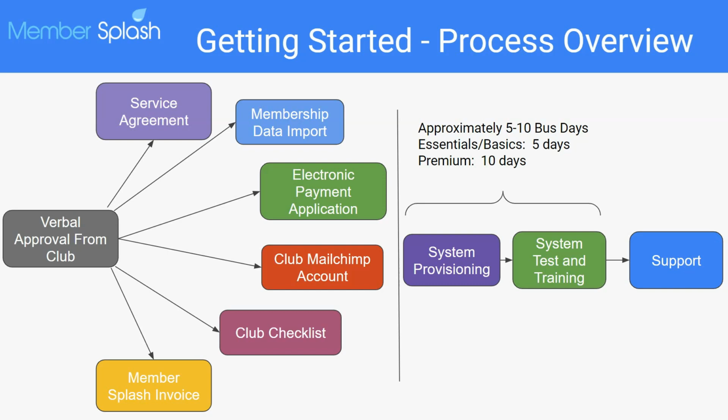Obviously, after you get rolling on any number of these things, you're going to be engaged with the MemberSplash onboarding team. Effectively, sales has now handed this off to our internal experts who will put together your MemberSplash system. They'll review your documents and they'll schedule and conduct an onboarding overview. They'll configure the MemberSplash system settings as well as products and fees. They'll manage that data import once you've provided your membership data. They'll configure Authorize.net and MailChimp integrations within the MemberSplash system, and they will also schedule the system test and training.